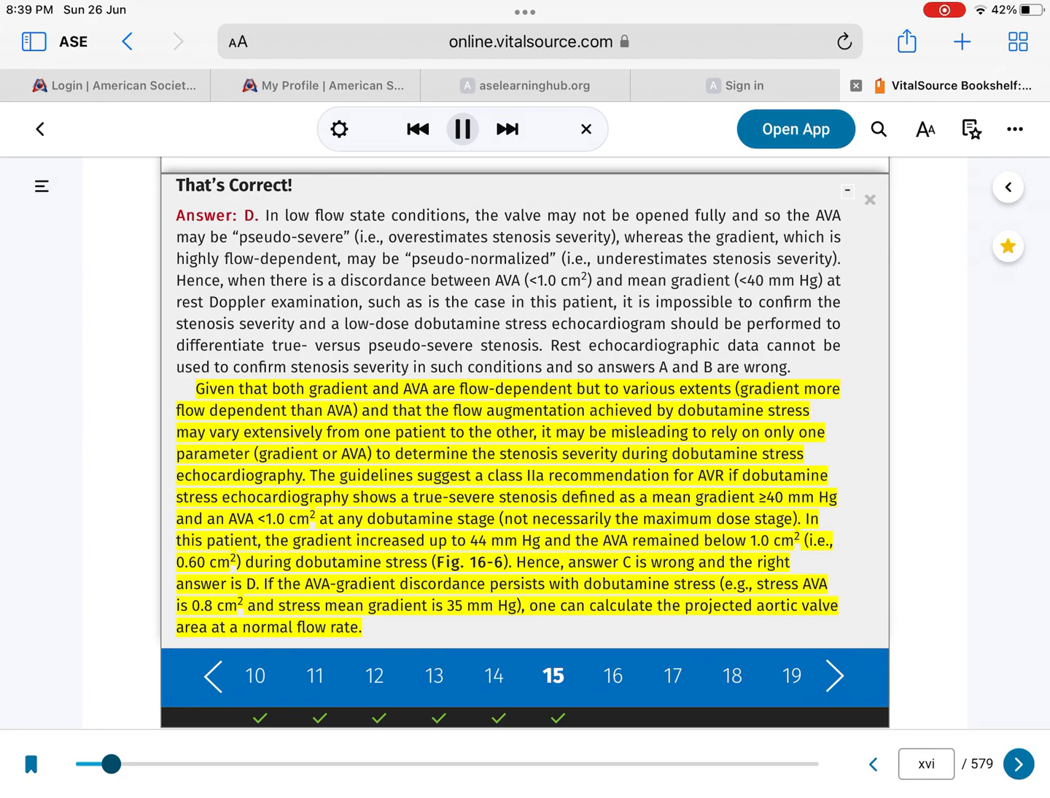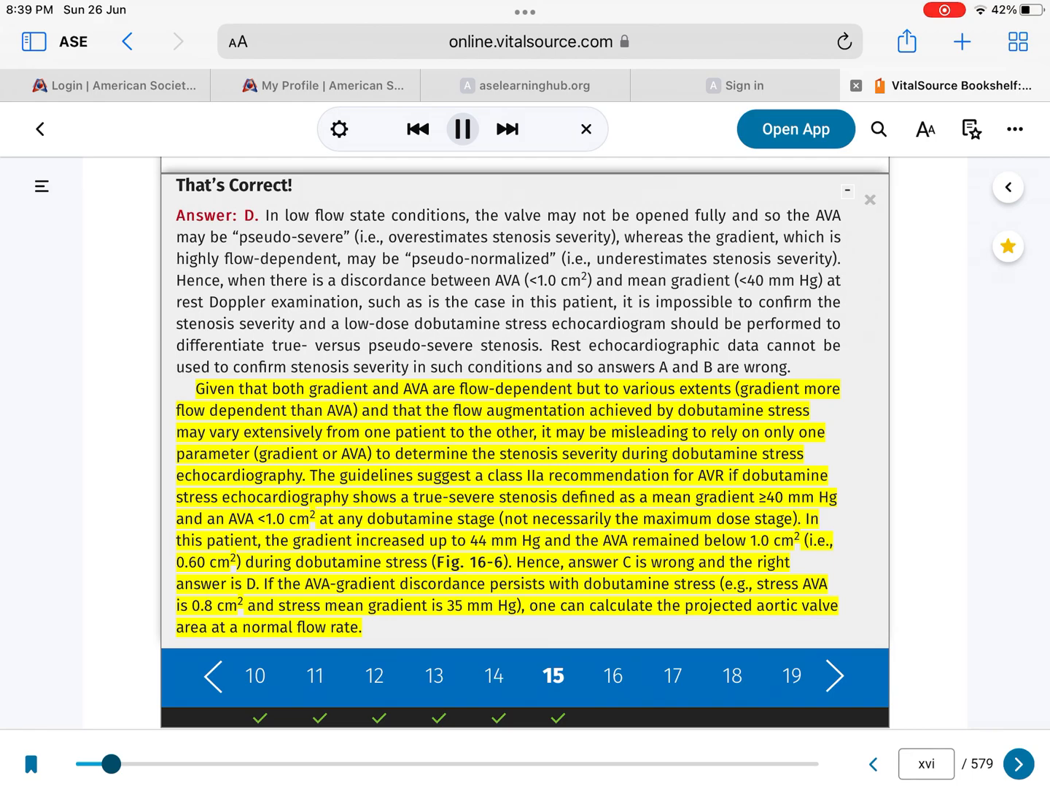The guidelines suggest a class IIA recommendation for AVR if dobutamine stress echocardiography shows a true severe stenosis, defined as a mean gradient ≥40 mm Hg and an AVA ≤1.0 cm2 at any dobutamine stage, not necessarily the maximum dose stage. In this patient, the gradient increased up to 44 mm Hg and the AVA remained below 1.0 square centimeters, i.e., 0.60 cm2, during dobutamine stress.